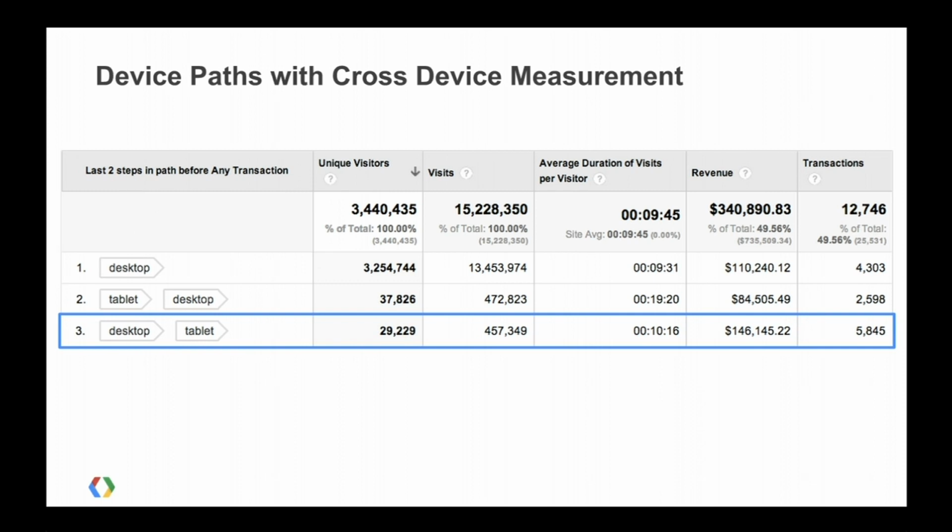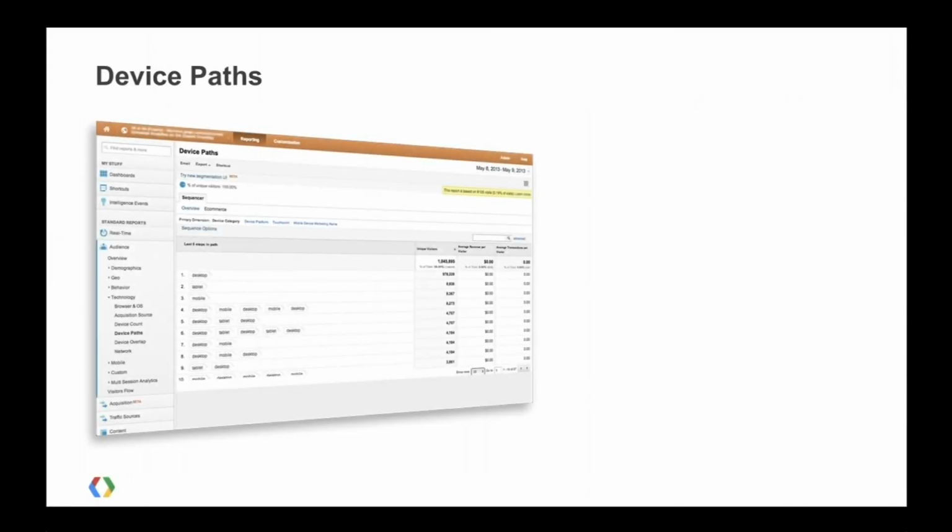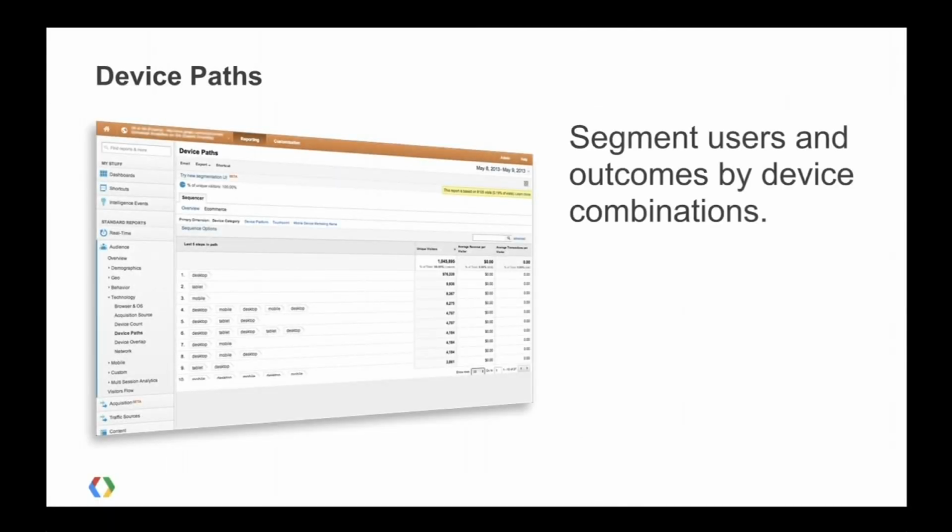This is really awesome. One of the things I might do after looking at this is to create a promo on the desktop that says, hey, if you have a tablet, come check us out on the tablet. Because I know when people move from desktop to tablet, they're more likely to purchase. And when they do purchase, they purchase a lot more. Just one example of the insights you can pull out of the device paths report. And again, this is all about segmenting users and outcomes by device paths, not combinations.